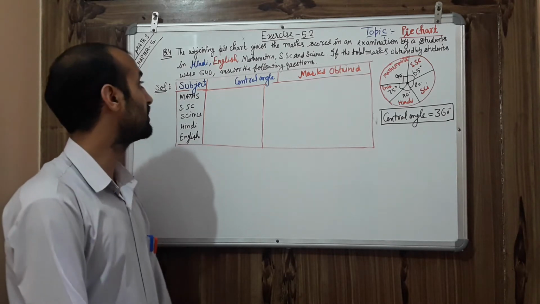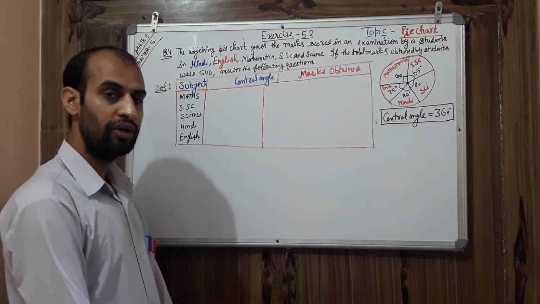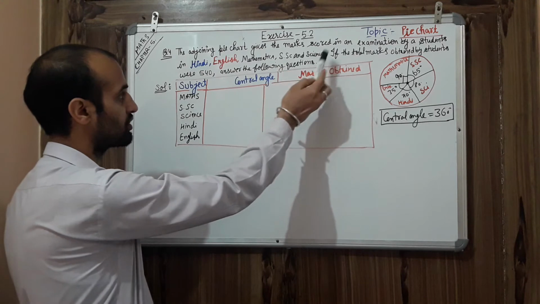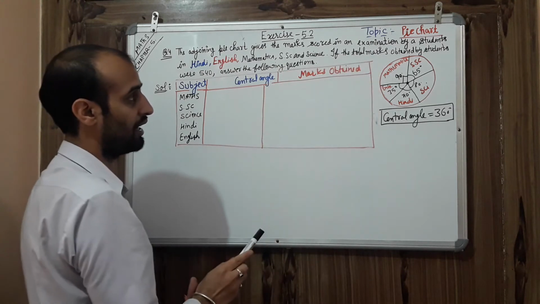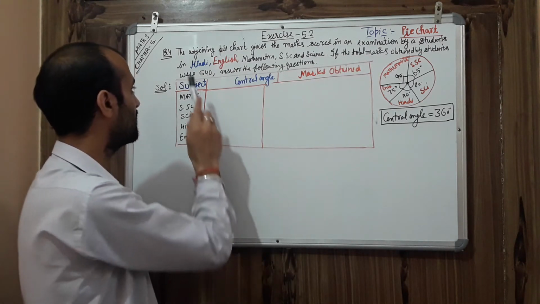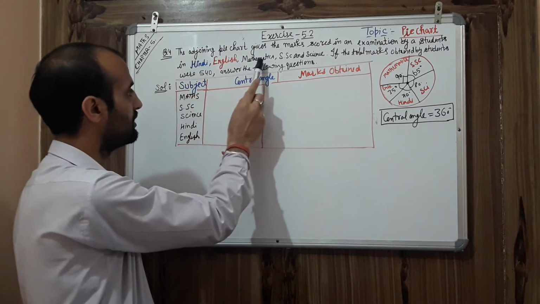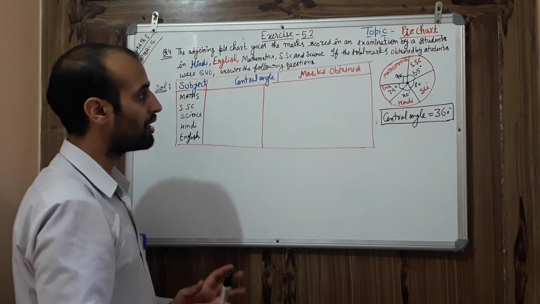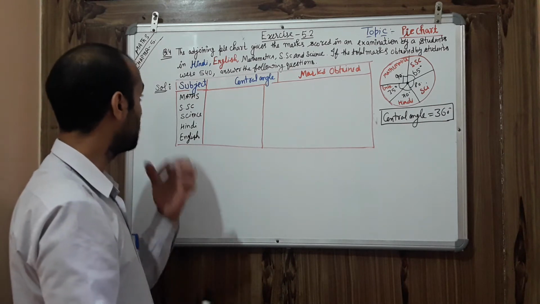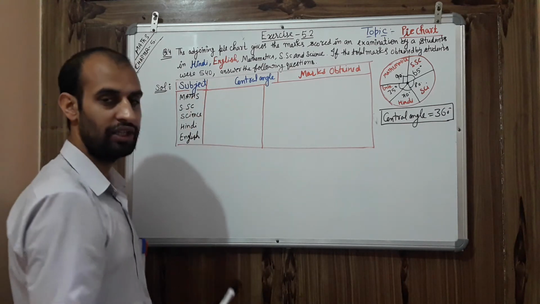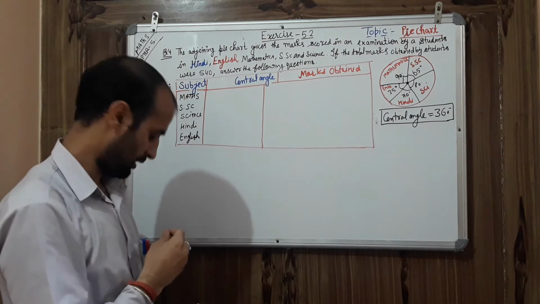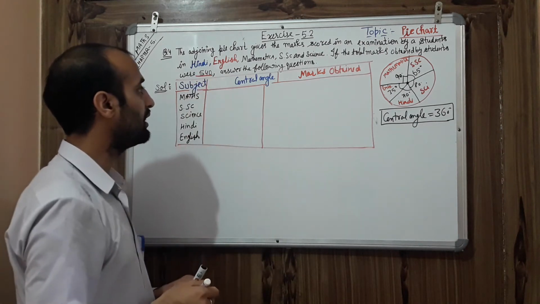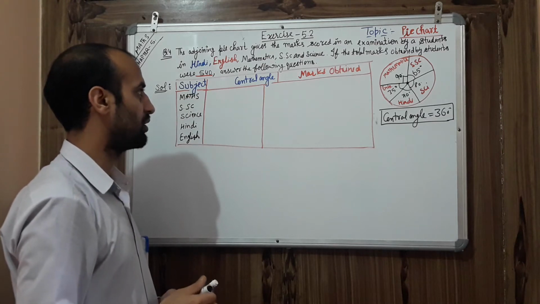So let's start. This is exercise 5.2 and question number 4. The adjoining pie chart gives the marks scored in an examination by a student in Hindi, English, mathematics, science and social science. The total marks obtained by the student were 540. So total marks is a very important thing here. You need to underline this very important information, 540. We need to answer some questions from here.